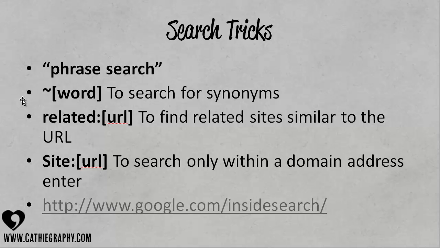If you're wanting to find related sites similar to an inspiration site of yours that you found, you can put related colon and then the URL of the actual site itself, so www.amazon.com. If you want to search only within a domain name itself, you can enter the word site, colon, and then the URL of the site, and then your search parameters, so your search string. So you can include your quote marks around the exact phrase that you want to search for, and we'll go from there.